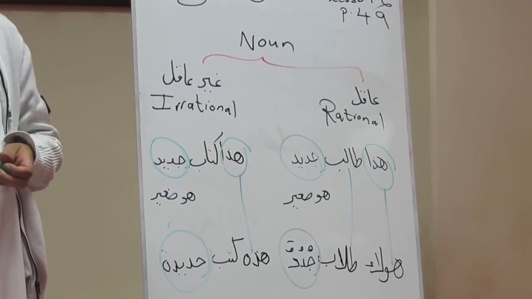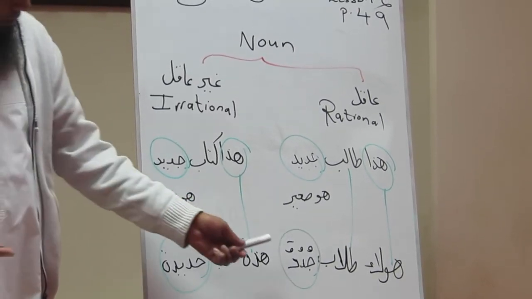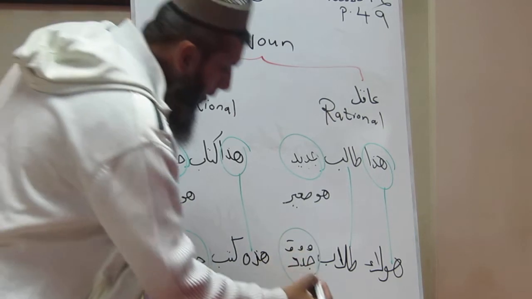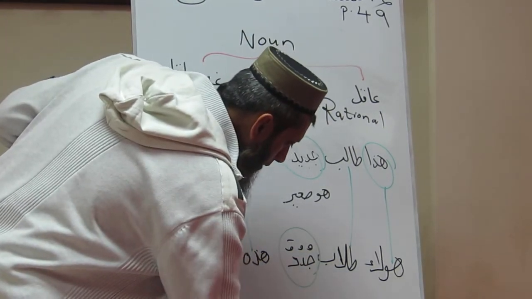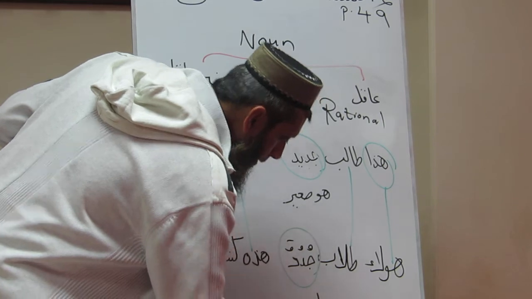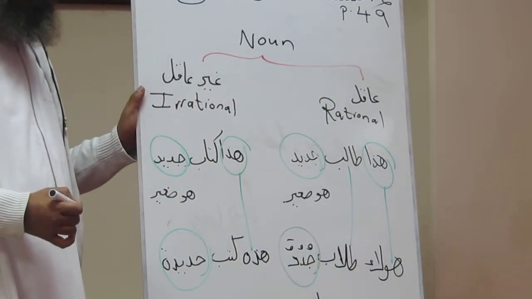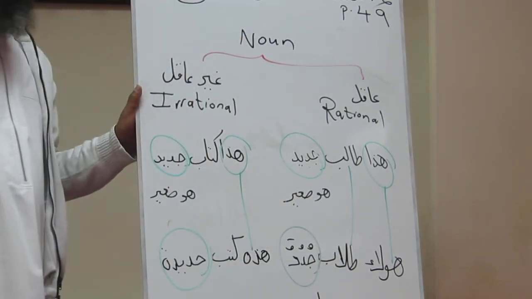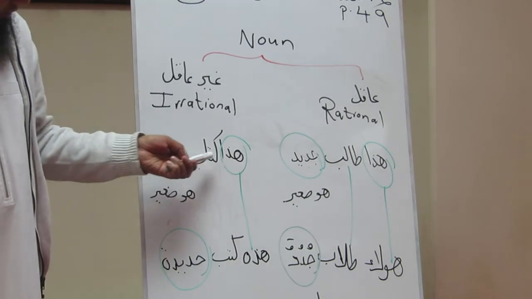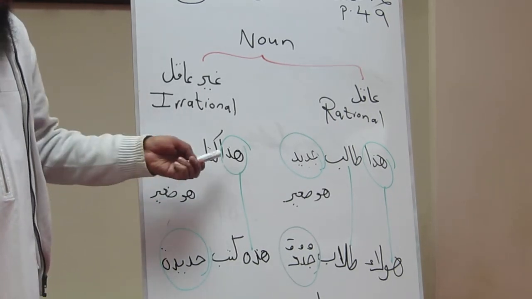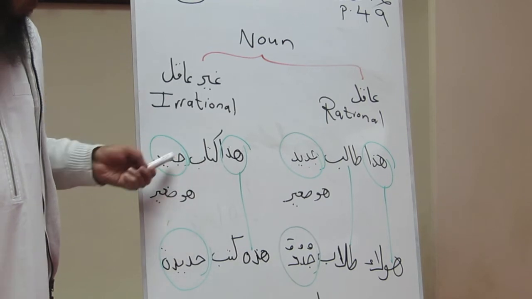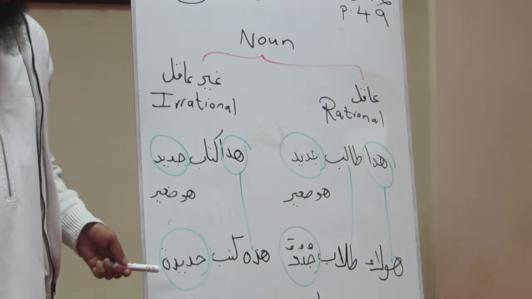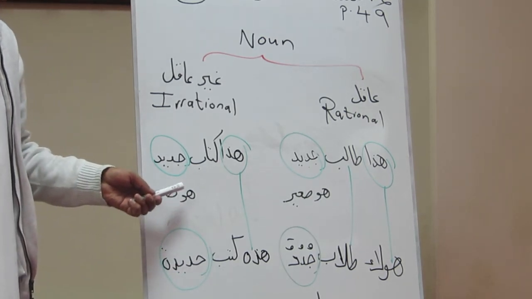And when you go further, hawlatul labun jududun huwa saghirun becomes hum sigharun. They are small. Hum sigharun, because huwa becomes hum. Saghirun, the plural of saghirun, is sigharun. But now, هذا كتاب جديد هو صغير. This is a new book. It is small. هذه كتب جديدة. These are new books. How do you say they are small?